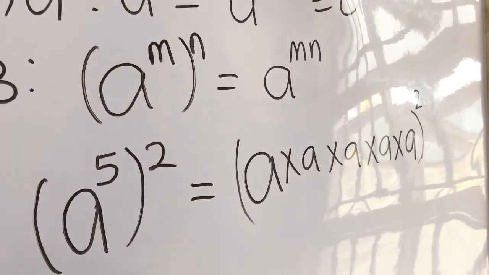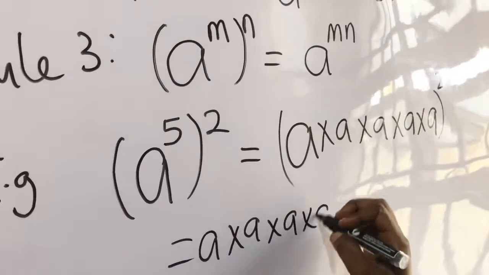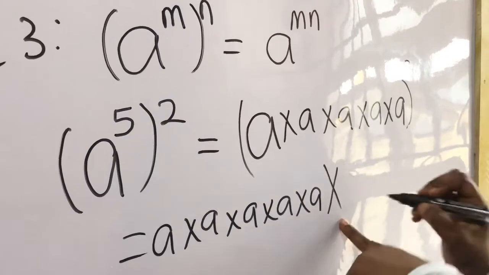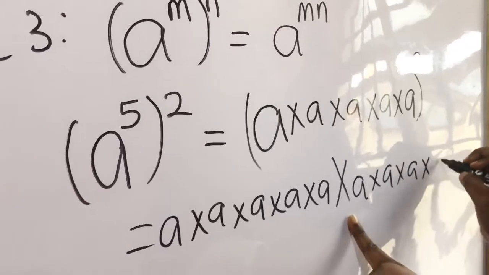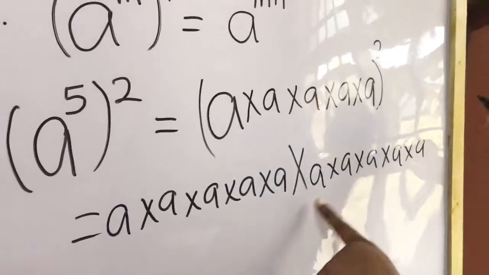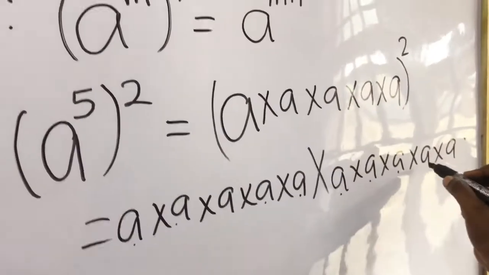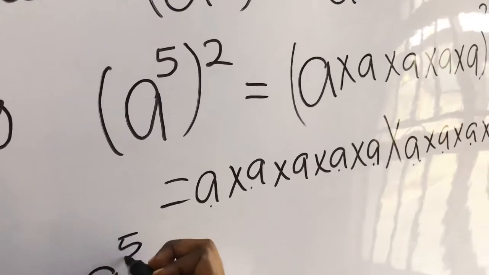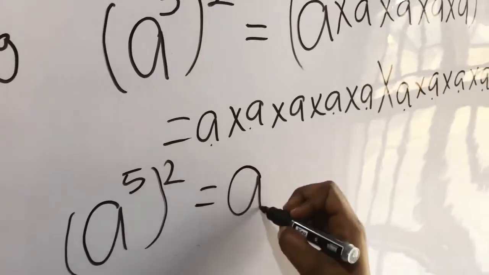So it's equal to a multiplied by a, multiplied by a, multiplied by a, multiplied by a. Then multiplying it twice, a multiplied by a, multiplied by a, multiplied by a, multiplied by a. Now, 1, 2, 3, 4, 5, 6, 7, 8, 9, 10. So a raised to the power of 5 multiplied by 2 will now be equal to a raised to the power of 10.